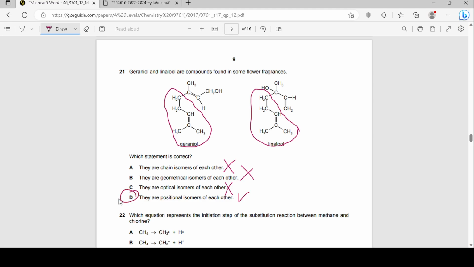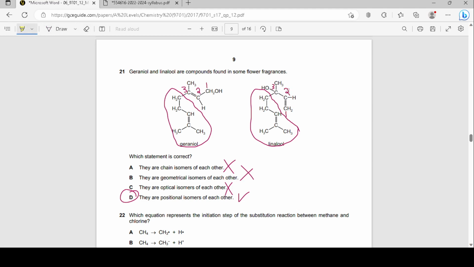And basically, in a positional isomer, what would be the difference? The difference would be that the position of the functional group would be different, right? So the parts that I've circled are the same in both geraniol and linalool. But if you look at geraniol, if I take this as the first carbon in my chain, 1, 2, 3, my C=C double bond is between my second and third carbon atom, whereas in linalool, my C=C double bond is between my first and second carbon atom, right?